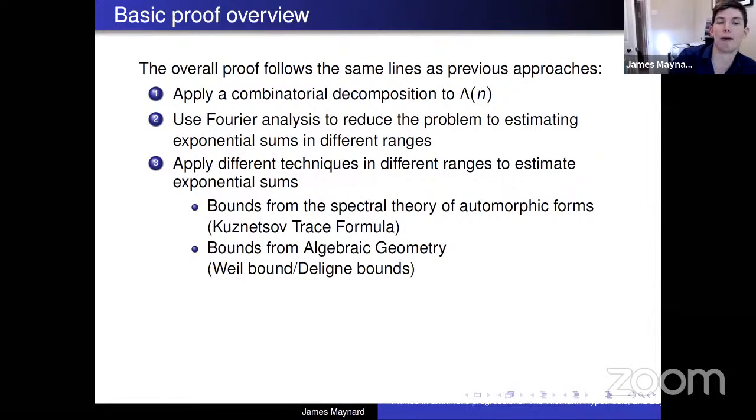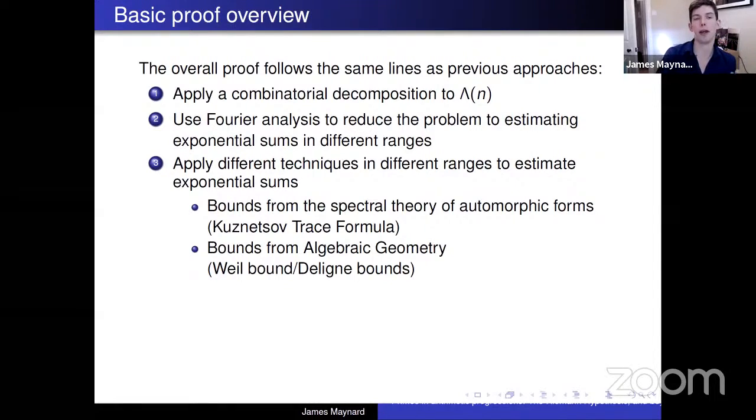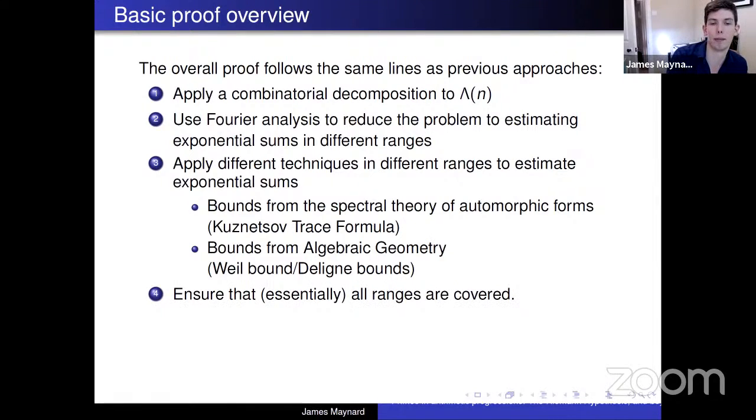It doesn't matter at all if you've never heard of the Kuznetsov trace formula or some of the things that I'm mentioning here. I'd just like to emphasize the spirit of the argument, where we're starting off doing combinatorics, then we're doing some Fourier analysis to reduce to exponential sums, then we're using ideas coming from automorphic forms or from algebraic geometry to try and handle these exponential sums.